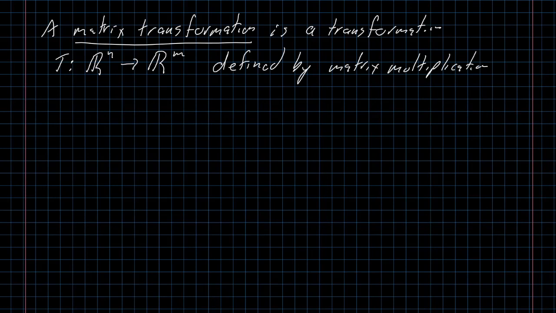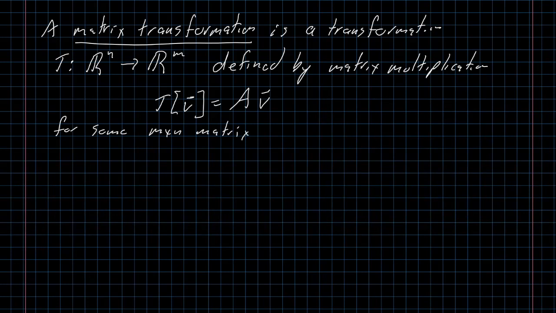A matrix transformation is a transformation T defined by matrix multiplication. That is to say, T acting on some vector V is going to be defined as A times V for some M by N matrix A.